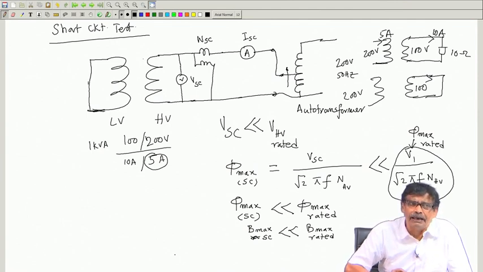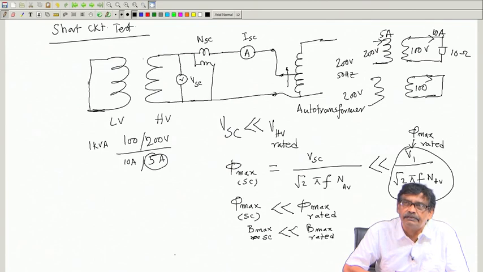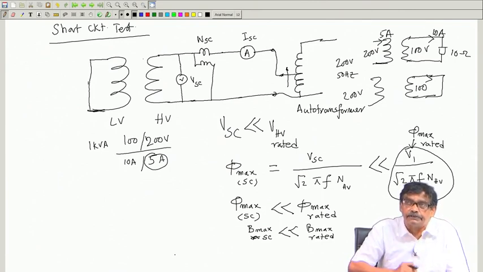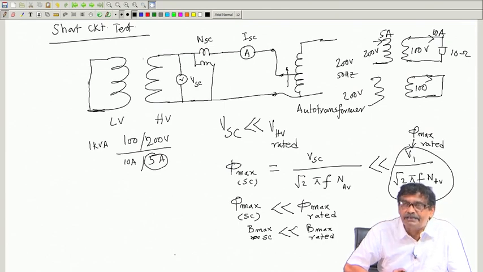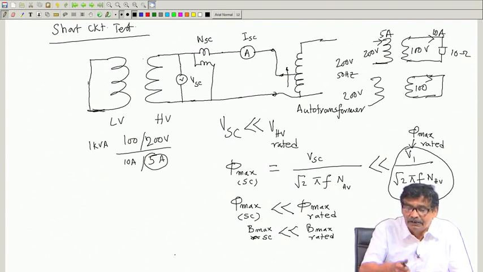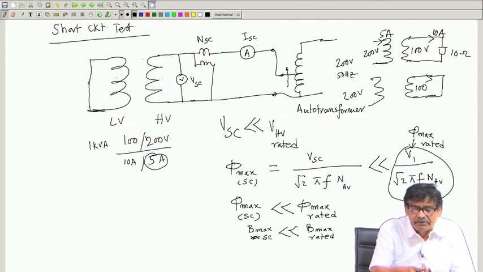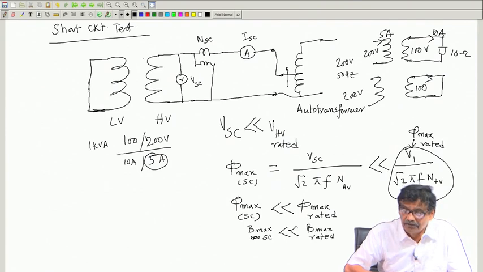If that be the case, a very little amount of flux will be produced inside the core of the transformer under short circuit test, although current in the windings will be rated values. So, an interesting situation. Now, during this test, the core loss will be very small compared to the winding copper loss. That is, I1 square R1 plus I2 square R2, the sum of these two winding copper losses, will be high, because rated current you are passing.